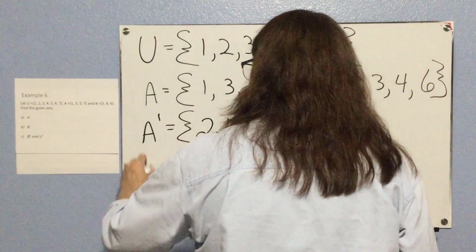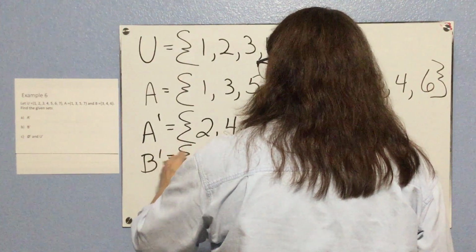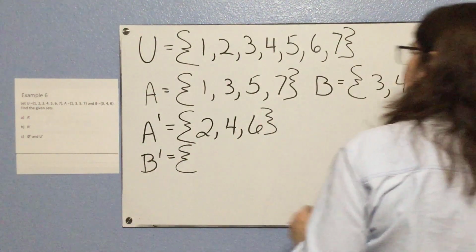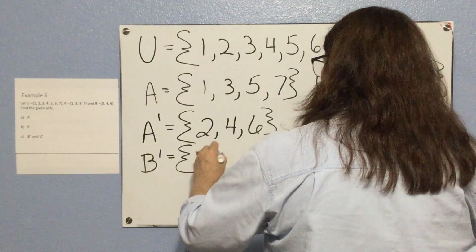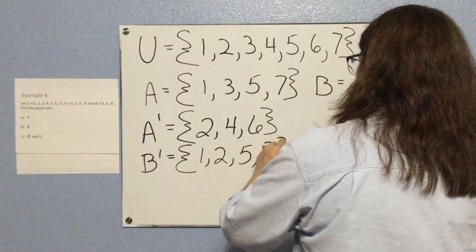If I wanted B complement, I would leave out the 3, 4, and 6 and have 1, 2, 5, and 7.